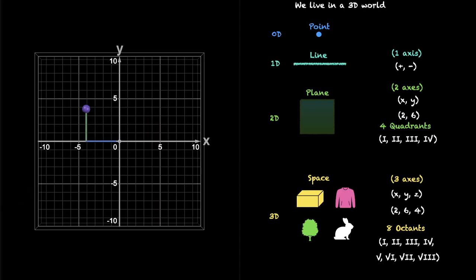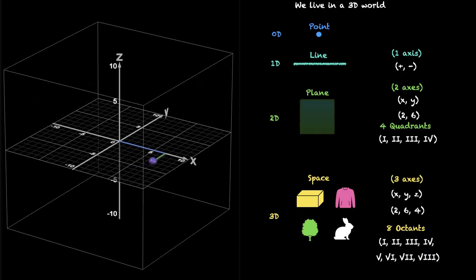When we have x negative, we're in the second quadrant. When we have y negative as well, we're in the third quadrant. And then when we have x positive and y negative, we're in the fourth quadrant. Similarly, when we move in 3D, we have x positive, y positive, and z positive.